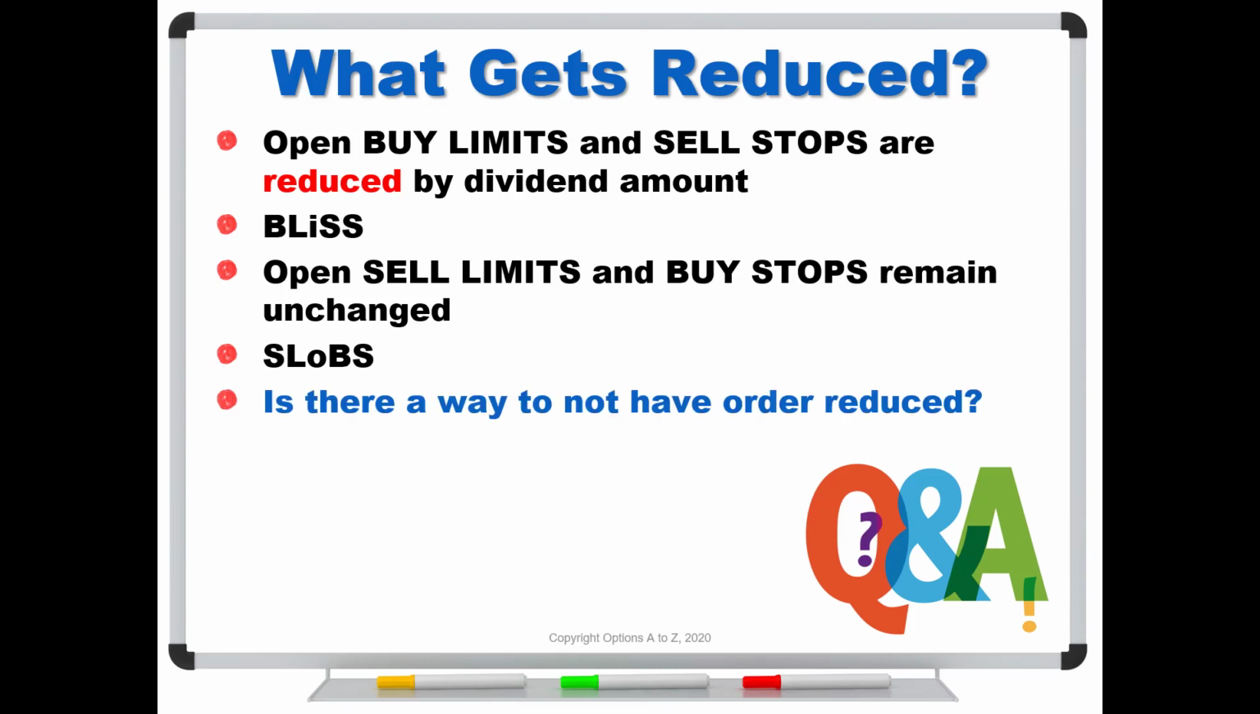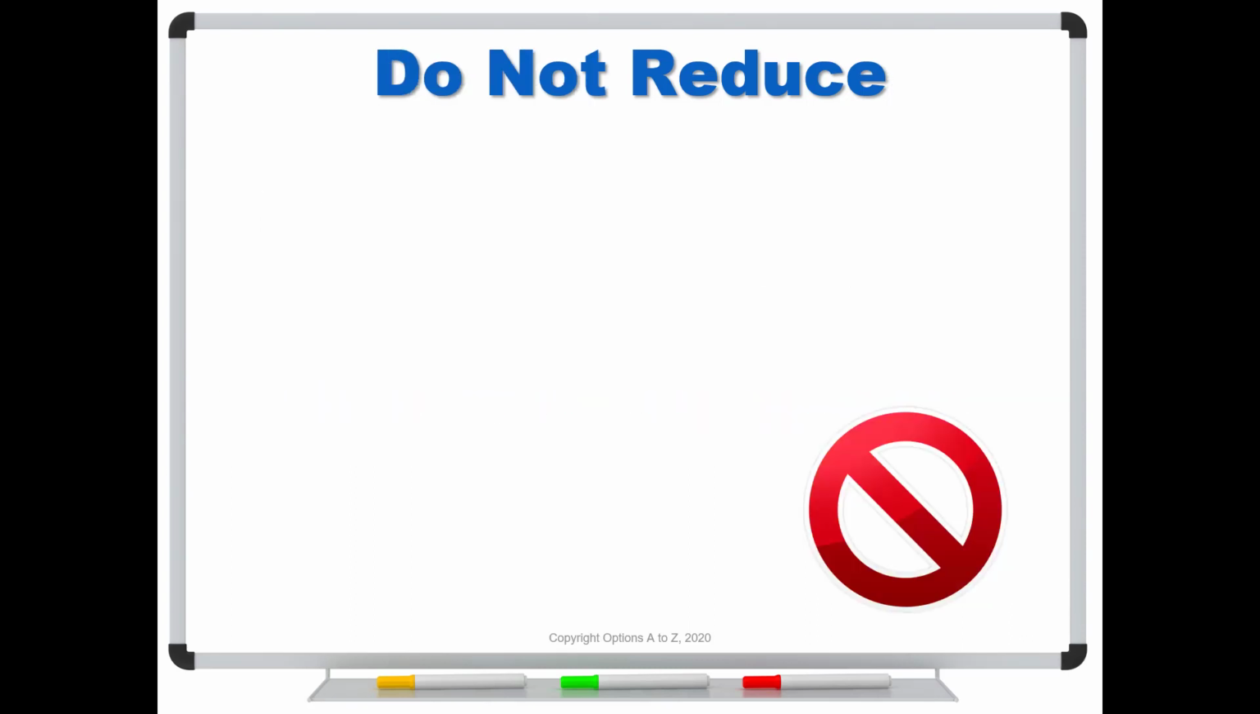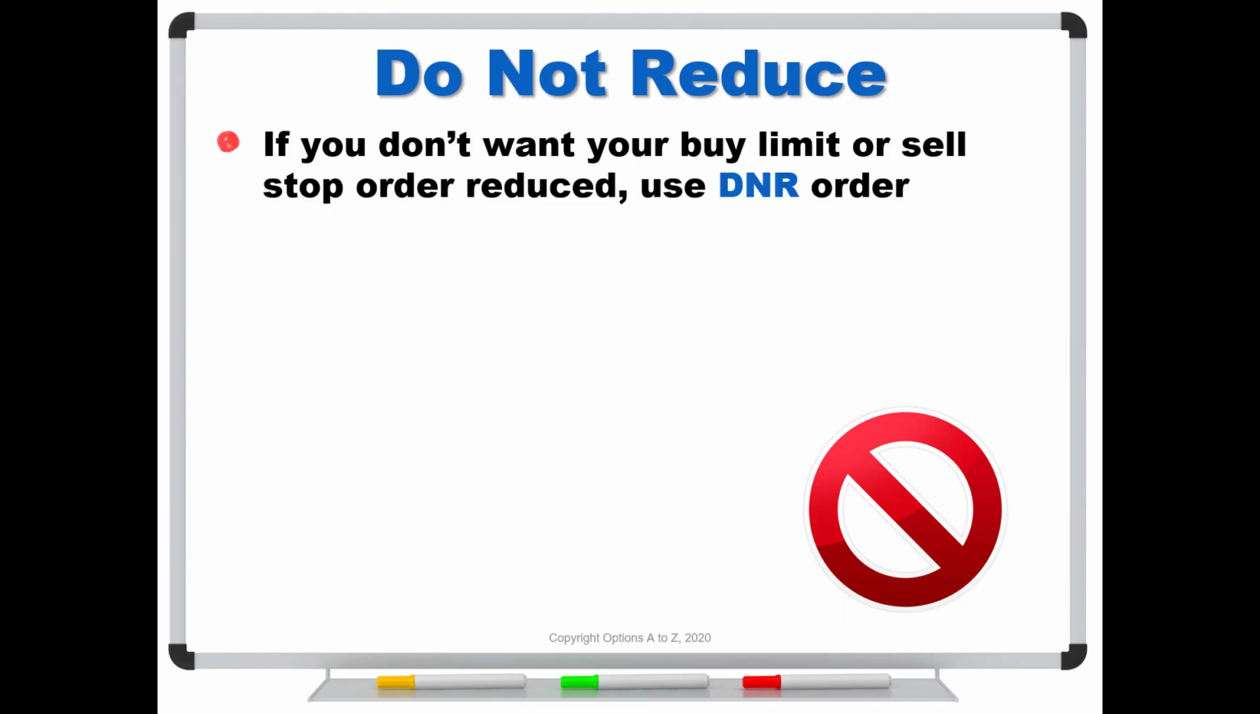Well, is there a way to not have your order reduced? The answer is yes. If you don't want your buy limit or sell stop order reduced, you need to use what is called a DNR, or a do not reduce qualifier. Most brokerage platforms will have these. It will only allow it for stocks, not for options. And you just check off the little box. If they don't have it, you might have to actually call the broker. Also, as a side note, these will not apply to options. However, the option prices will theoretically adjust because these are known dividends by the market, and those prices will adjust automatically.